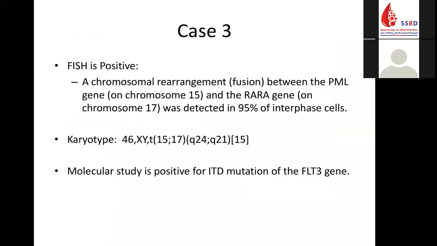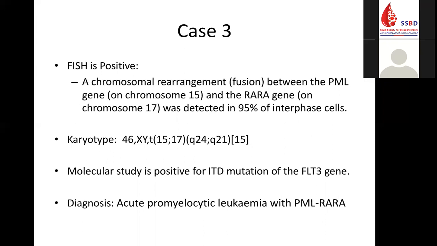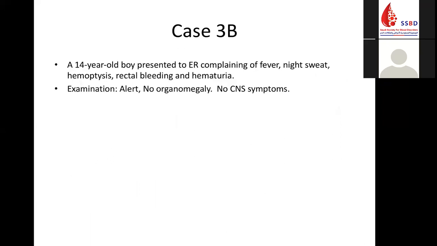So this patient has the rearrangement by FISH, also confirmed by the karyotype, and the molecular also came positive for FLT3. I showed you the karyotype before. So the patient is diagnosed as a case of acute promyelocytic leukemia with PML RARA, and also the FLT3 is positive in this case.